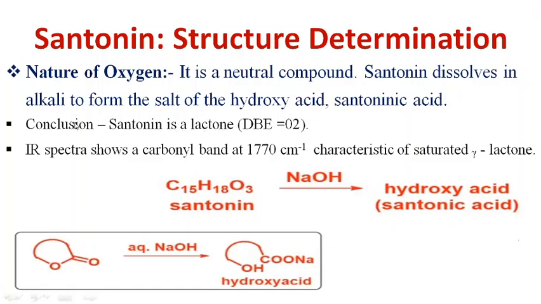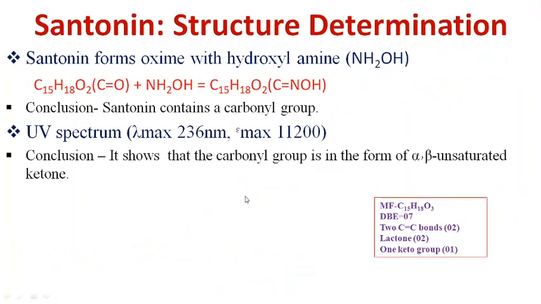This can also be further verified by IR spectra. The IR spectrum shows a carbonyl band at 1770 cm inverse, which is characteristic of a saturated gamma lactone. This means a gamma lactone type of ring is present in Santonin. There is one more oxygen atom. We have only verified 2 oxygen atoms.